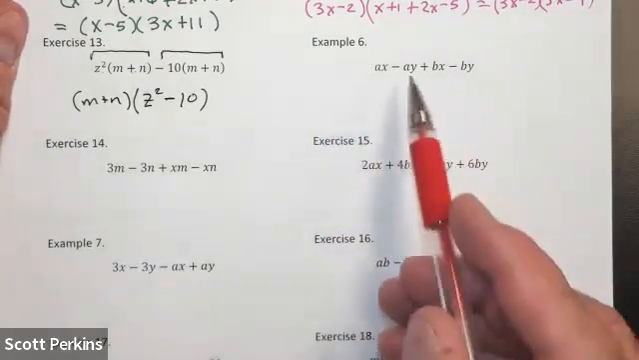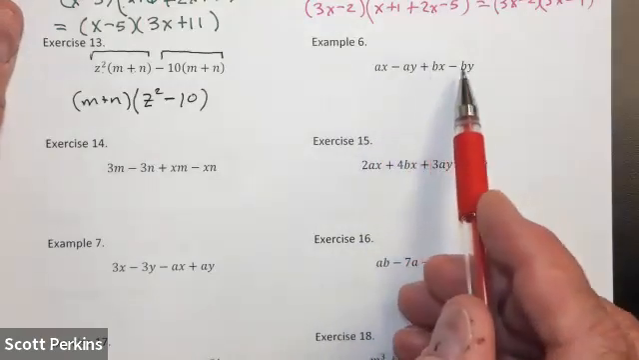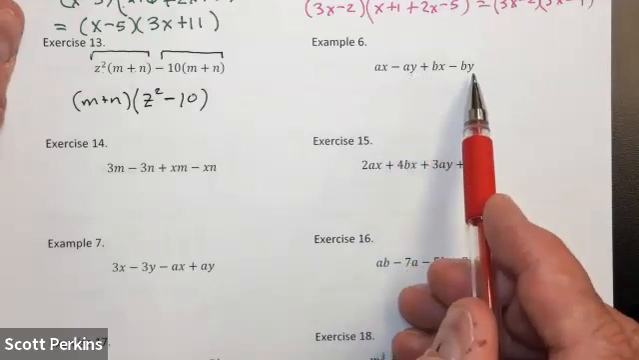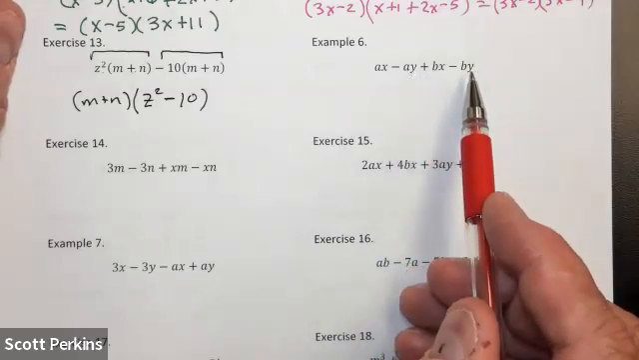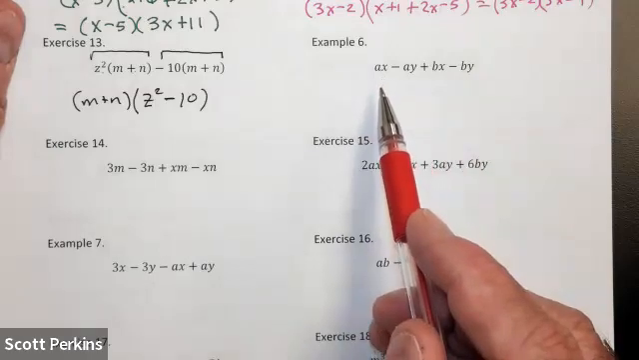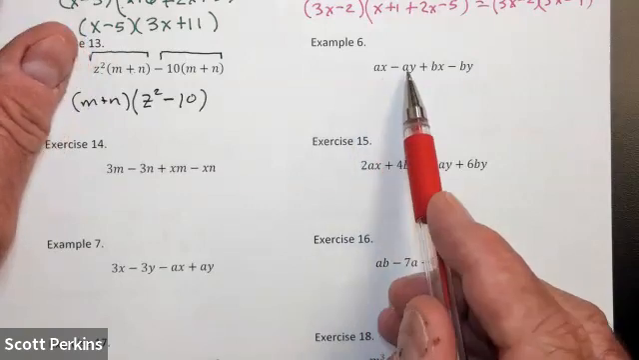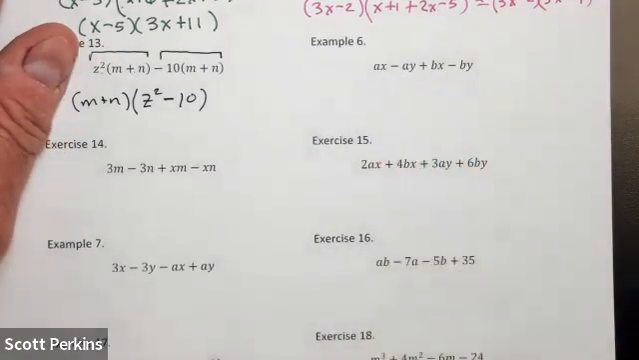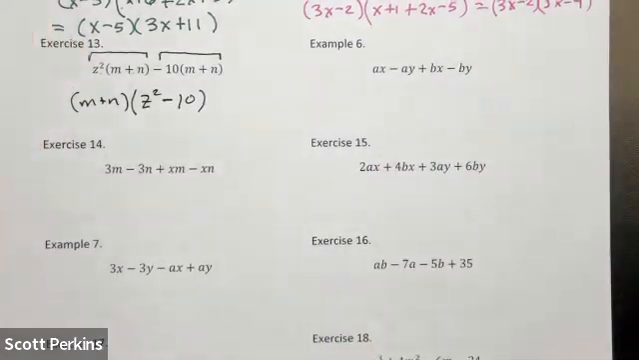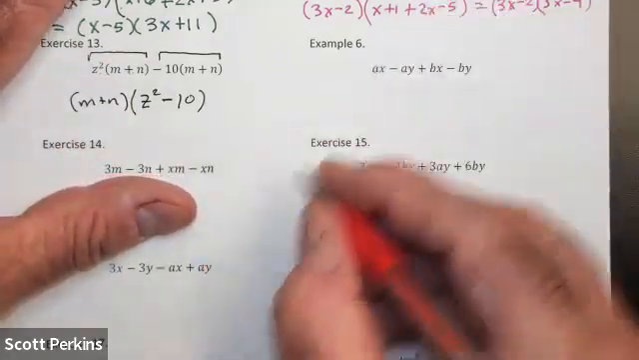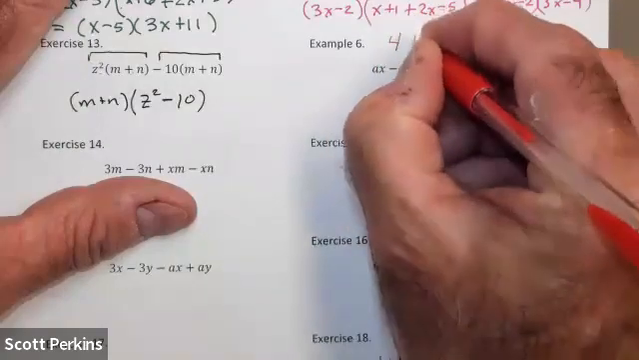So in example 6, here's what I've got. I've got this thing right here, and I've got 4 terms. I've got ax, ay, bx, and by. And here's what I notice. When I ask myself the question, is there something in common to all 4 terms? There's not. There's not one thing that I can draw out of all 4 terms. So before I give up, though, I want to know, is there a way that I could write this simpler? Can I factor this? And so what we're going to do is we're going to develop a process for when you have something that has 4 terms.